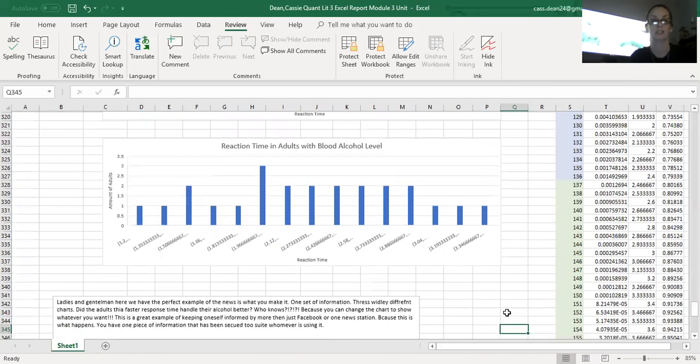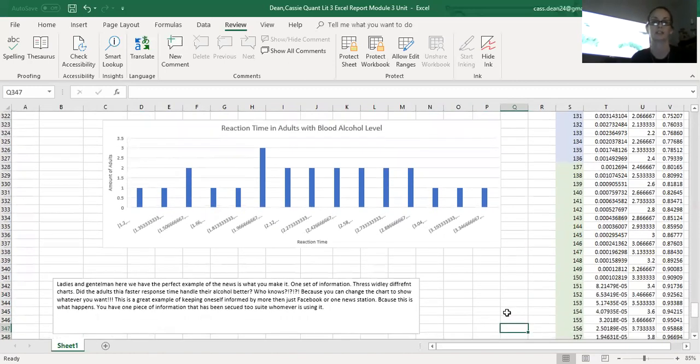And that's pretty much what I said. I said, ladies and gentlemen, we have a perfect example of how the news can make what it wants. One set of information, 3 widely different charts. Did adults have a faster response time, handling their alcohol better? Who knows? Because you can change the chart to whatever you want.